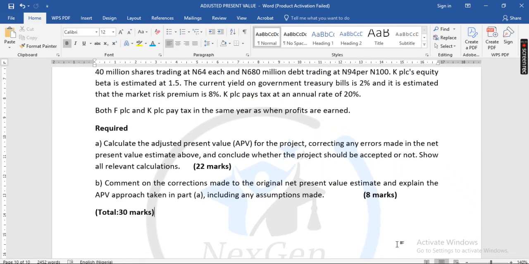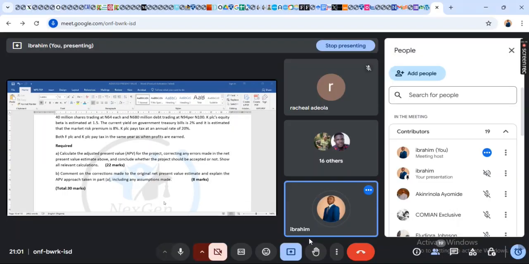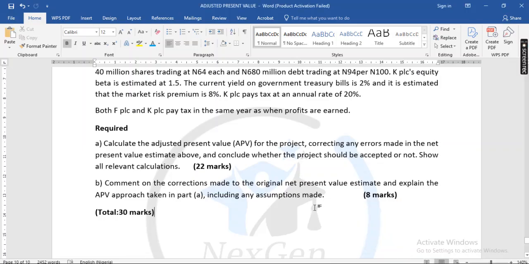So, required. The first requirement is to calculate the adjusted present value for the project, correcting any errors made in the net present value estimate above, and conclude whether the project should be accepted or not. Show all the relevant calculations. By the end of this class, I will tell you what it is called. We have some things to discuss: practical work on capital investments.